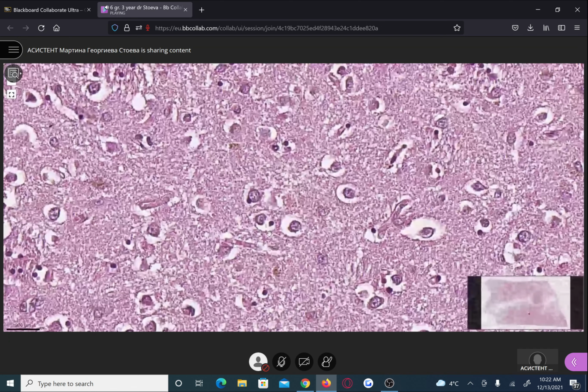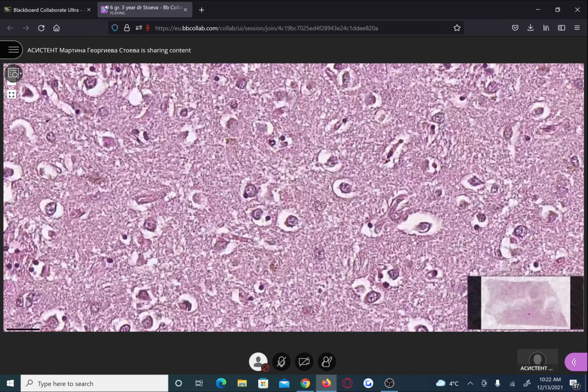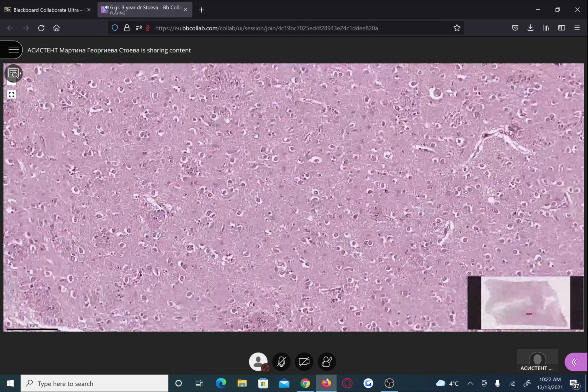Don't forget that the empty spaces that are formed surrounding the cells and surrounding the blood vessels are called perivascular and pericellular clear spaces. They are evidence for brain edema. We can detect this pathologic finding in any histological specimen that we have from the brain.